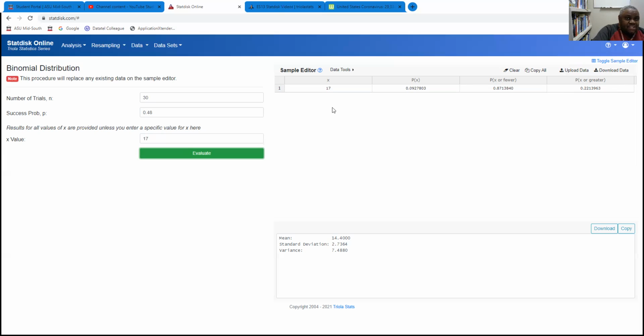Part D, more than 20. Well, more than 20 means X or greater. So the 30 and the 0.48 remain the same, but we just changed that to 20 for the X value. And then click evaluate. X or greater for more than.